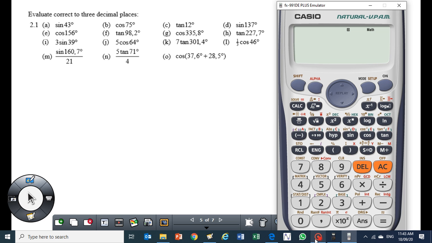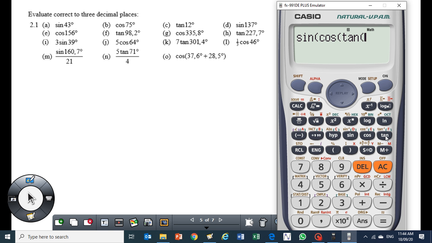On the calculator you have, you must have the following: sine, cos, and tan. If you have a scientific calculator, you should have that. So you have sine here, you have cos, and you have tan. Those three.